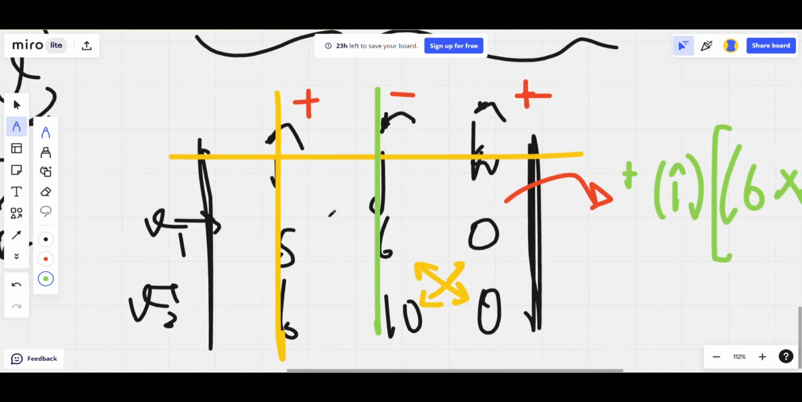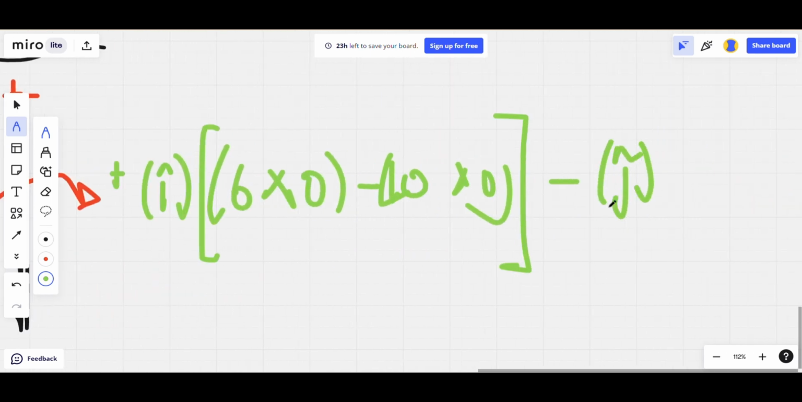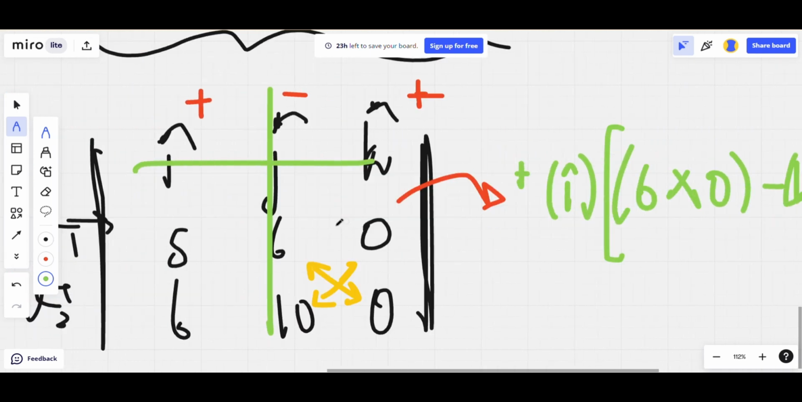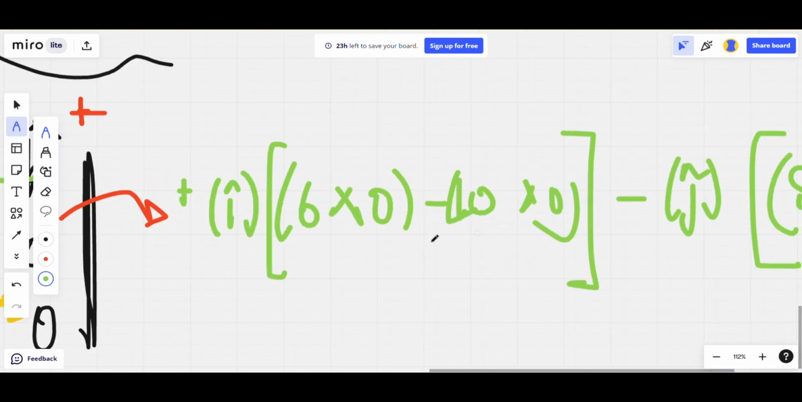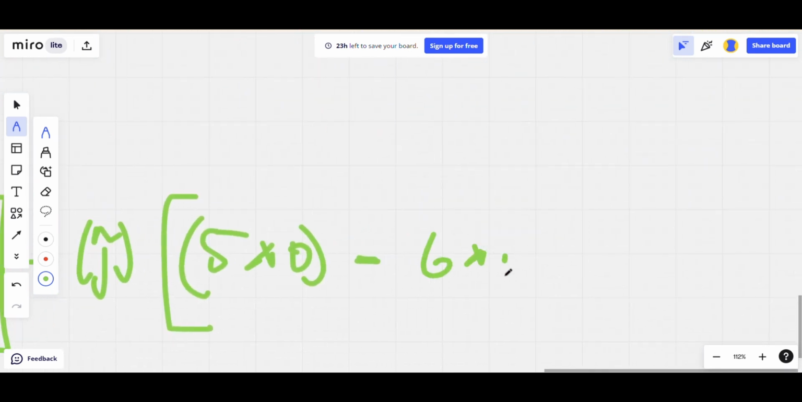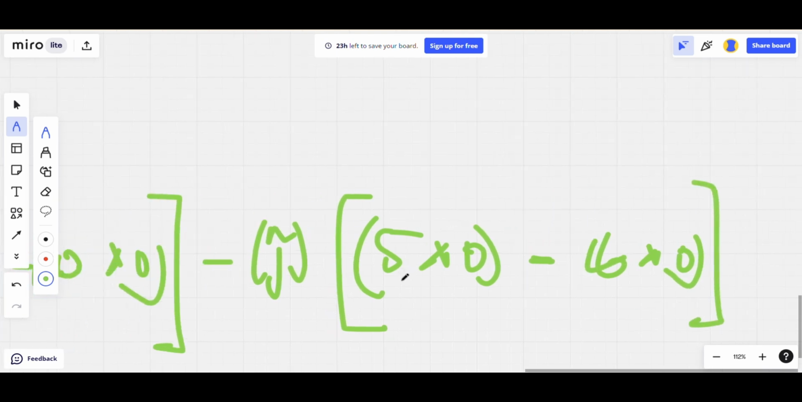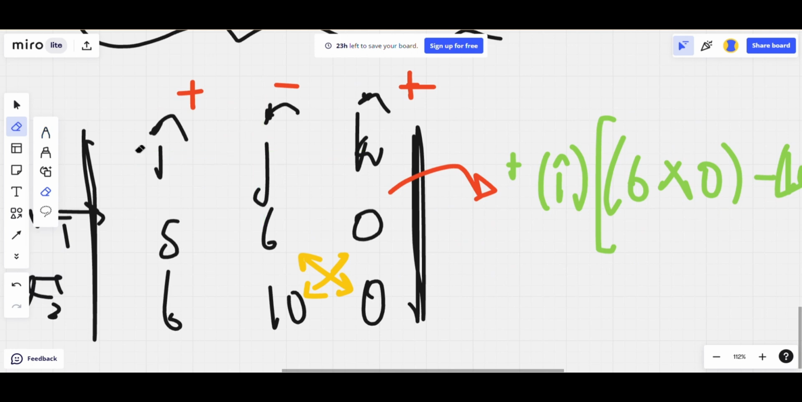Now we cut these two and we remove this one. So we have j cap multiplied by the whole of, what do we have, 5 into 0 minus 6 into 0. Now we have plus k cap. Now we remove this and we cut these two parts. Plus k cap.